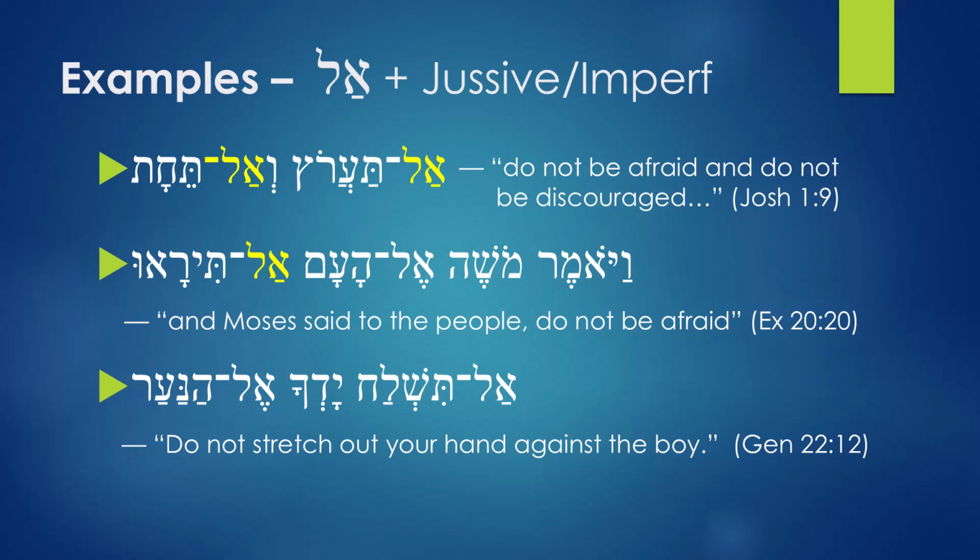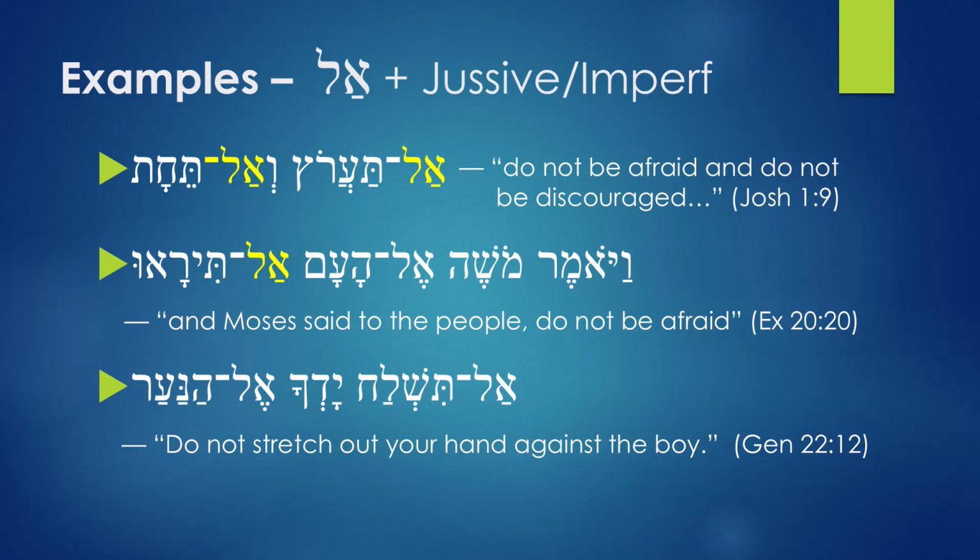So here you have al. In this case, it's translated as do not be afraid. Al tira. Do not be afraid. Ve'al techat, and do not be discouraged. So here, this prohibition is for the moment. It's a situational command. It means don't do this now, right now. Do not be afraid and do not be discouraged. In this moment, you have no reason to be afraid and you have no reason to be discouraged in this moment.